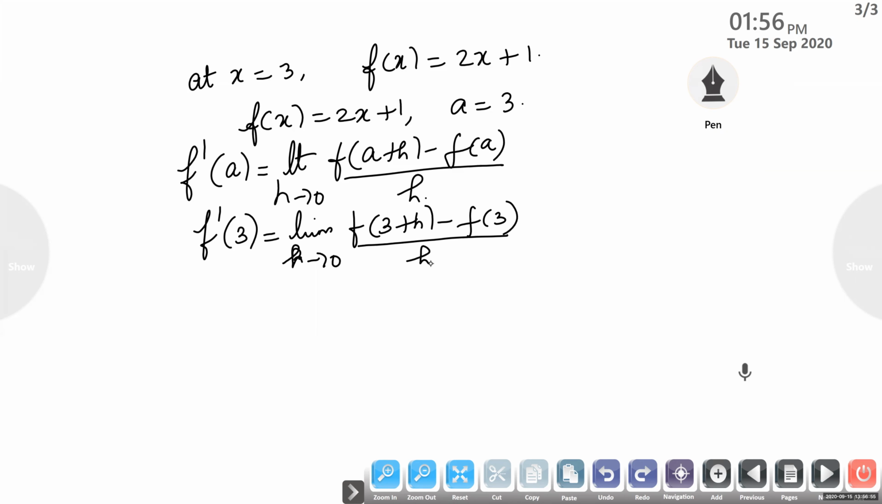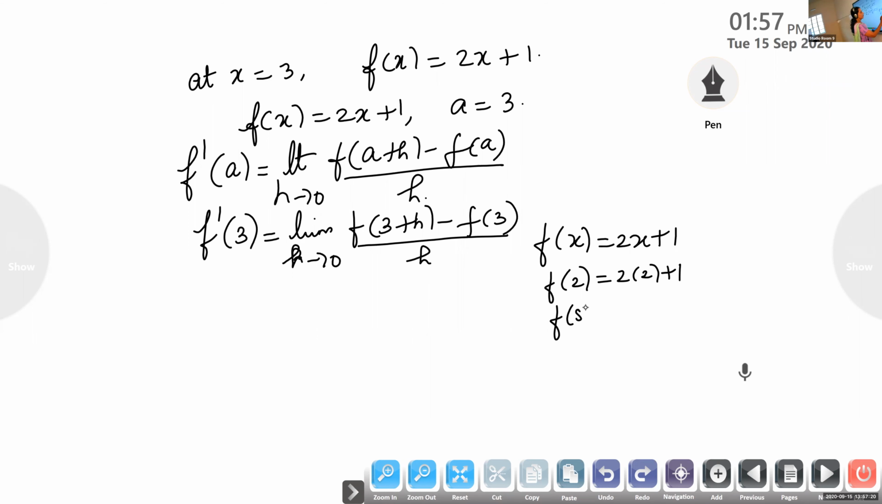Now listen, f of x is 2x plus 1. What is f of 2? How will you find f of 2? 2 into 2 plus 1, that is 5. How do we find it? You just substitute the value of x as 2. What is f of 5? It is 11, 2 into 5 plus 1.